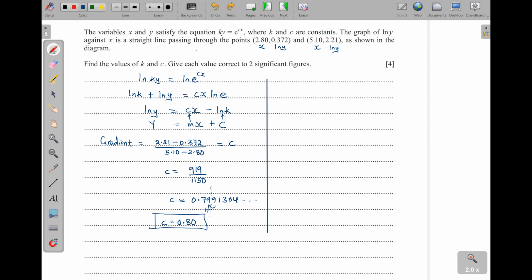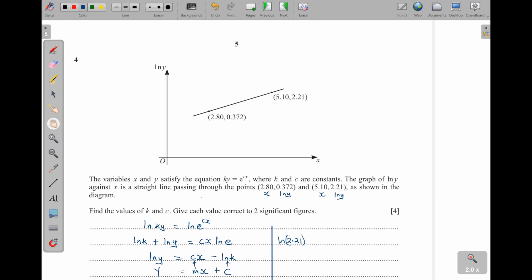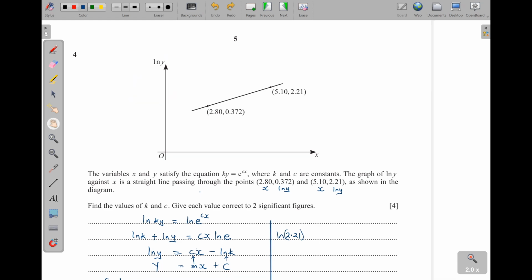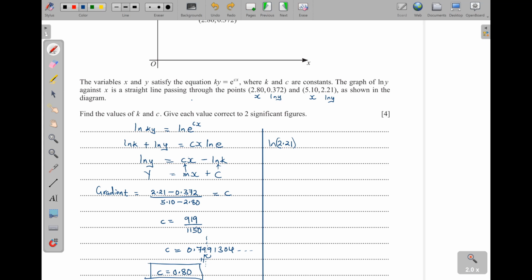This one is going to be natural log of y. Now I'm substituting here. Natural log of y is 2.21. Don't say natural log of 2.21. Remember, I told you that you check what they have put here, what they have labeled this axis with. It is natural log of y. So that means what you're having here is a natural log. That is where I started from.